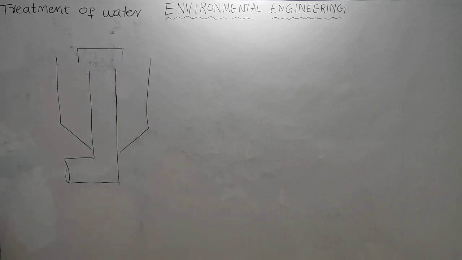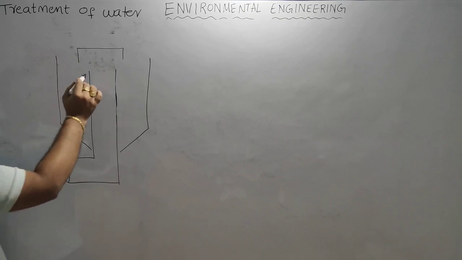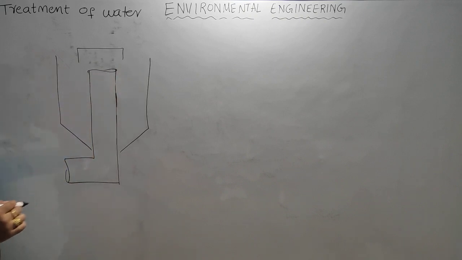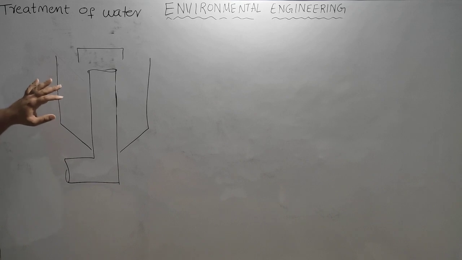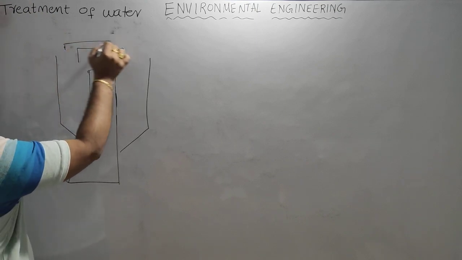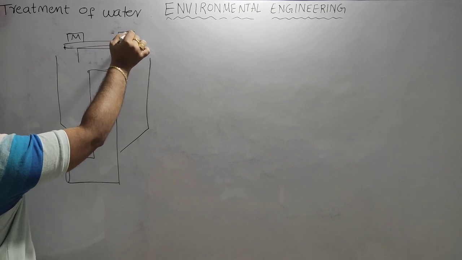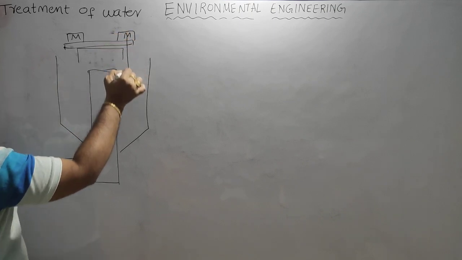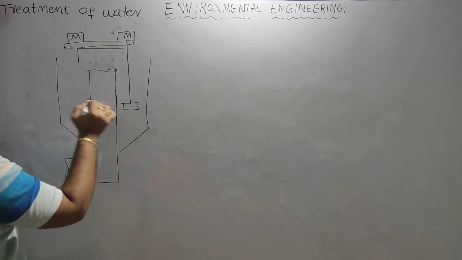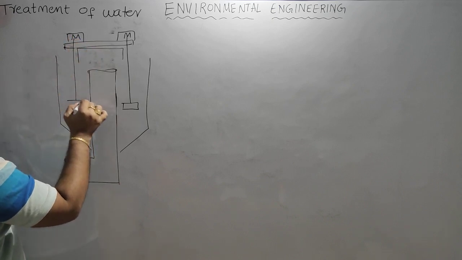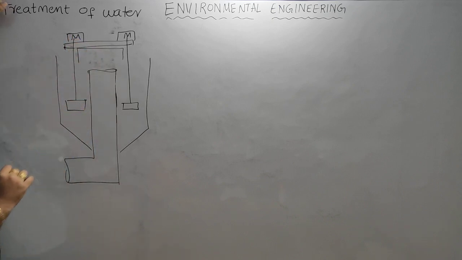We will be having a circular kind of sedimentation tank. Here there will be flocculating devices. There will be motors here at the top, and a platform here. You will be having shafts like this which are flocculating.